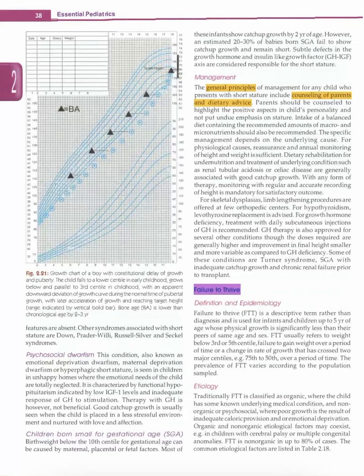For hypothyroidism, levothyroxine replacement is advised. For growth hormone deficiency, daily subcutaneous injection of GH is recommended. GH therapy is also approved for several other conditions, though the doses required are generally higher and improvement in final height is smaller and more variable compared to GH deficiency. Some of these conditions are Turner syndrome, SGA with inadequate catch-up growth, and chronic renal failure prior to transplant.